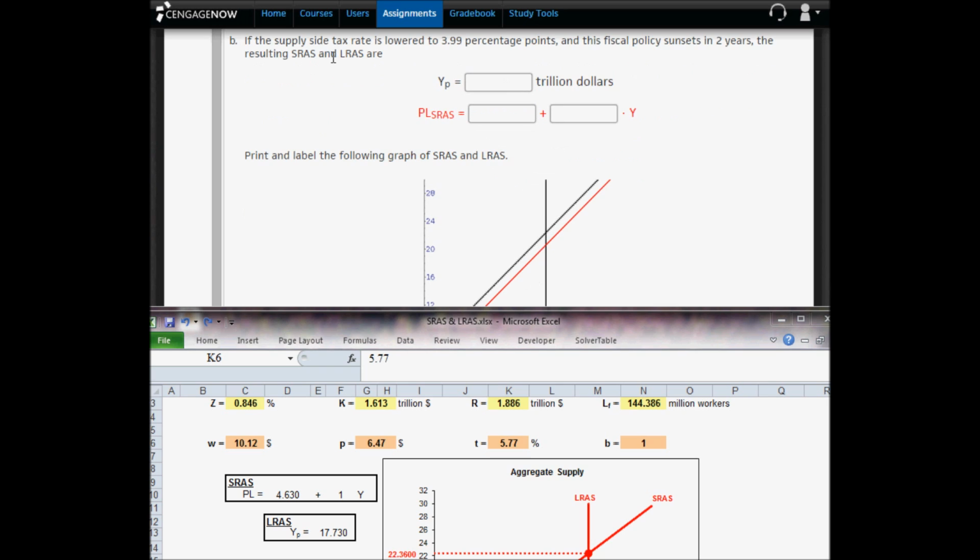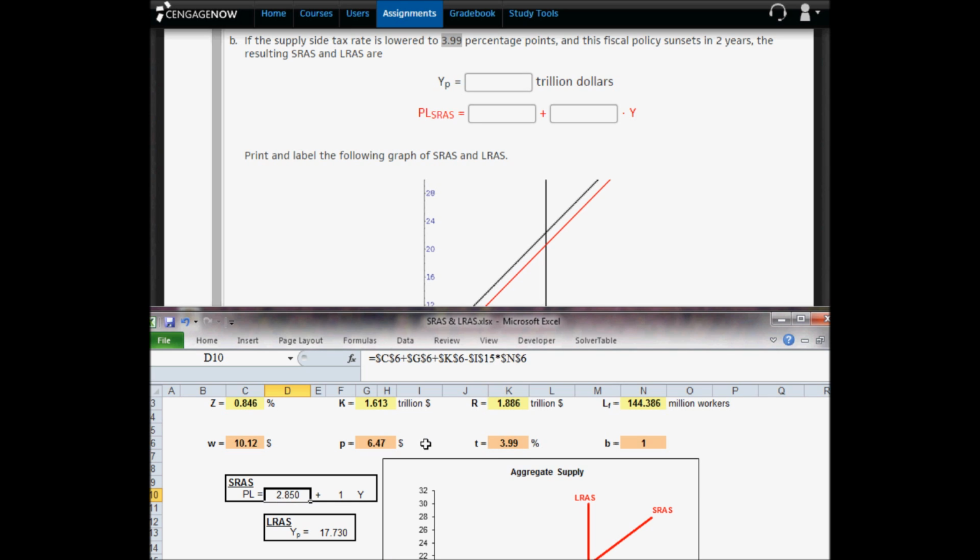Next, suppose the supply side tax rate is lowered to 3.9, but this fiscal policy sunsets in 2 years. Because it sunsets in 2 years, there will be no effect on long-run aggregate supply because it's going to return to its previous level of 5.77%. So long-run aggregate supply is not going to be affected by this, but there'll be a temporary effect on short-run aggregate supply. And we'll see that when we copy this new supply side tax rate into the Excel spreadsheet down here. When I hit enter, you'll see the intercept of short-run aggregate supply change, but not long-run aggregate supply.